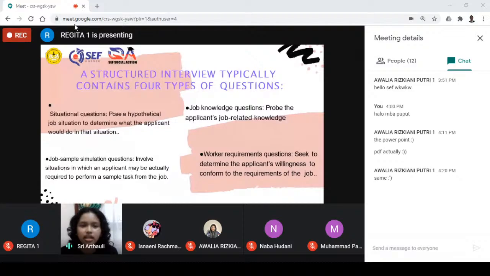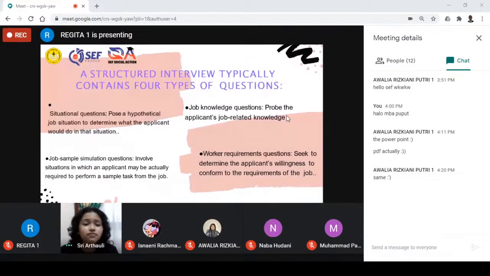Then for the third structure, job sample simulation question. Involve situation in which an applicant may be actually required to perform a sample task from the job. So in this structure, the purpose is the interviewer wants to know how able you are to do something that is related to your job. Jadi di struktur yang ketiga ini, gampangnya gini, teman-teman itu bakalan dikasih arahan atau disuruh untuk melakukan pekerjaan yang berhubungan dengan pekerjaan yang teman-teman lamar.